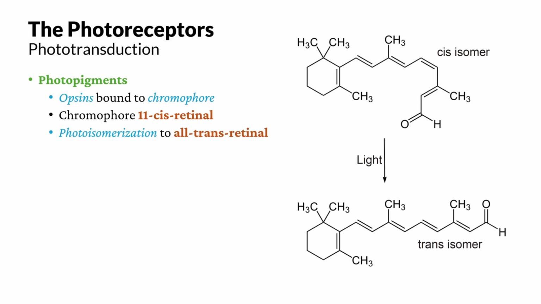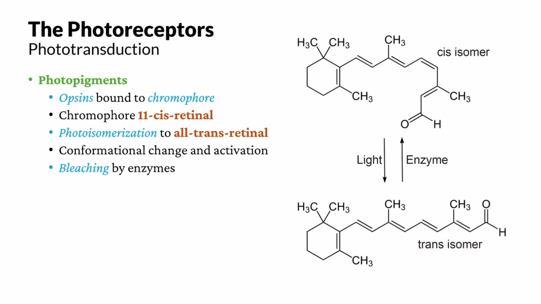The 11-cis retinol, which is stuck inside the opsin, isomerizes when it receives light. The process is called photoisomerization. It turns into this all-trans retinol, which is not crooked but straight. The conformational change of this molecule causes a conformational change of the whole opsin protein and activates the opsin. The opsin is a G protein coupled receptor and activates downstream reactions. When the opsin has gone through this process, it gradually recovers from trans to cis via enzymes. This process is called bleaching.